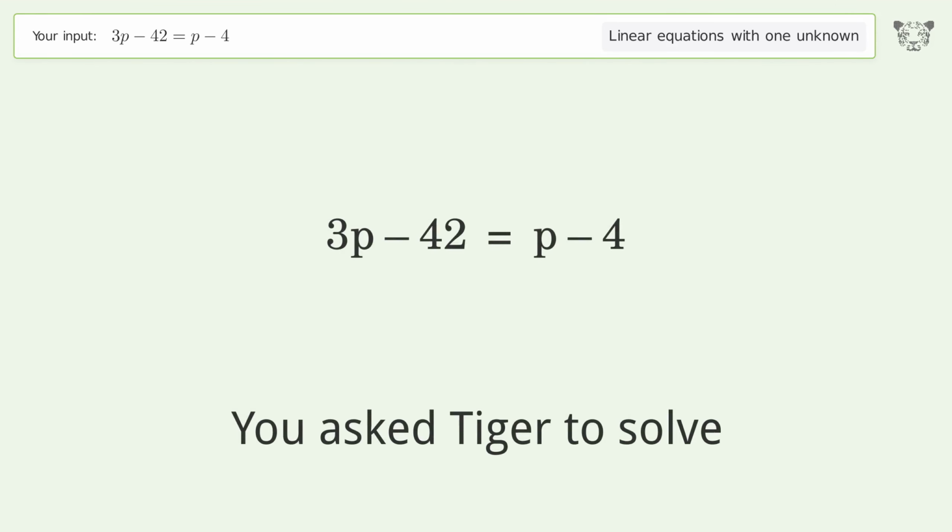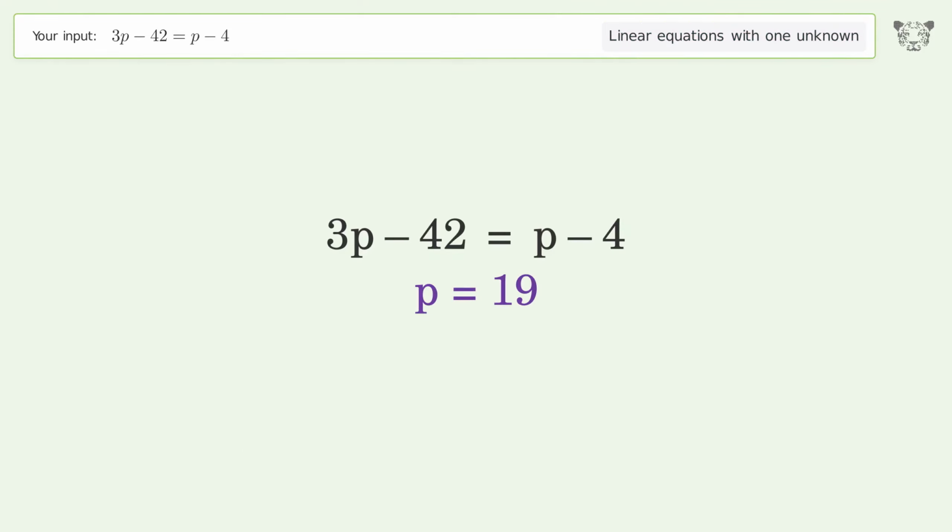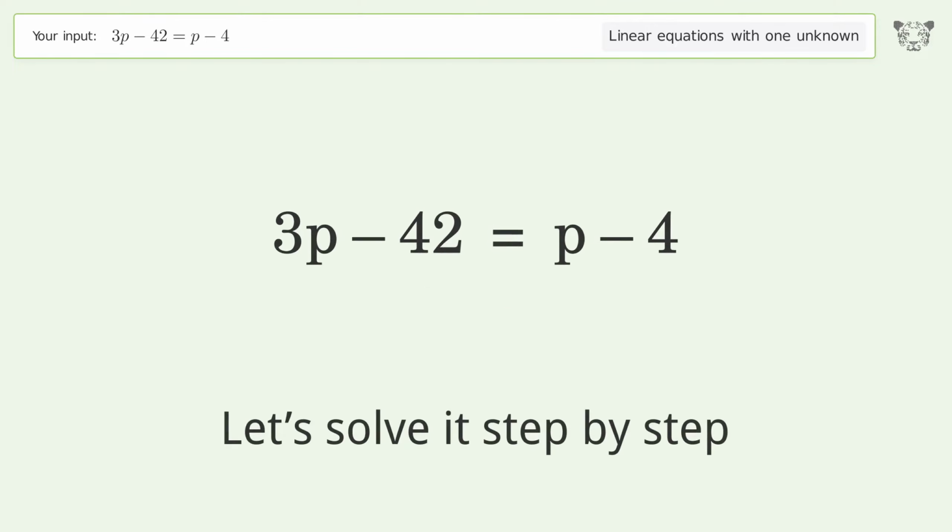You ask Tiger to solve. This deals with linear equations with one unknown. The final result is p equals 19. Let's solve it step by step.